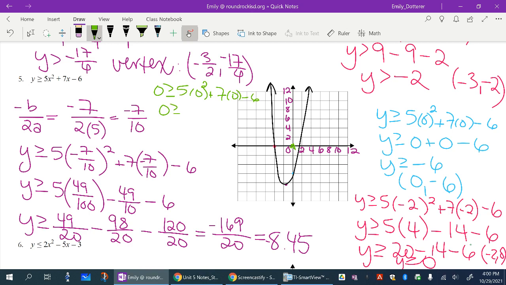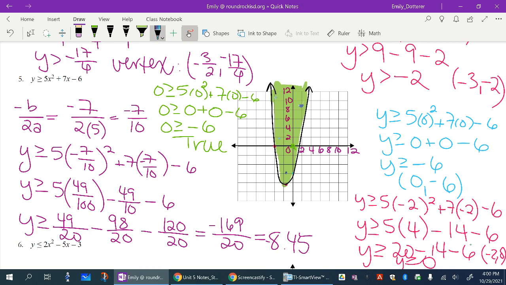Zero squared is 0, times 5 is 0. 7 times 0 is 0. 0 plus 0 is 0, minus 6 is negative 6. And 0 is indeed bigger than negative 6, so we'll shade up here again. If we got a false statement, we would shade on the other side of our curve. So again, any point inside of here would be a solution.